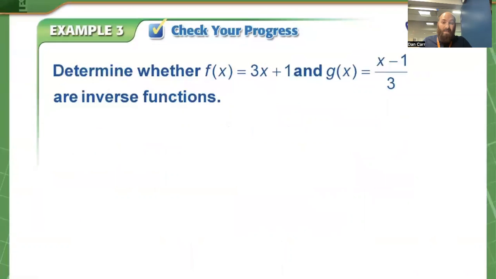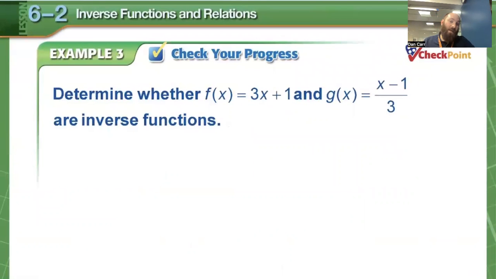Okay, and that is it for today. So we're just talking about the beginnings of our inverse functions and making sure we understand that. All right, so that's it for 6-2.